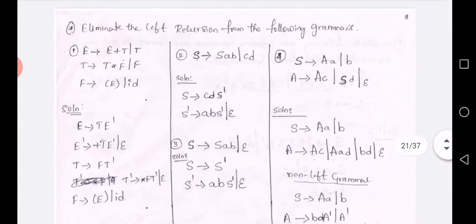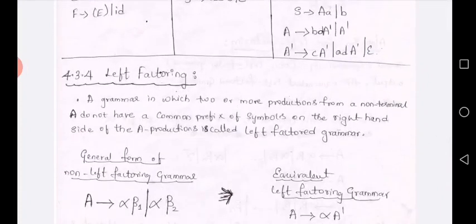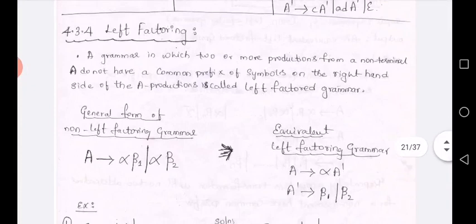So here you got some examples. Please go through this. Then the last topic of this writing of context free grammar is left factoring. A grammar in which two or more productions from a non-terminal A do not have a common prefix of symbols on the right hand side of the A production is called a left factored grammar, exactly.